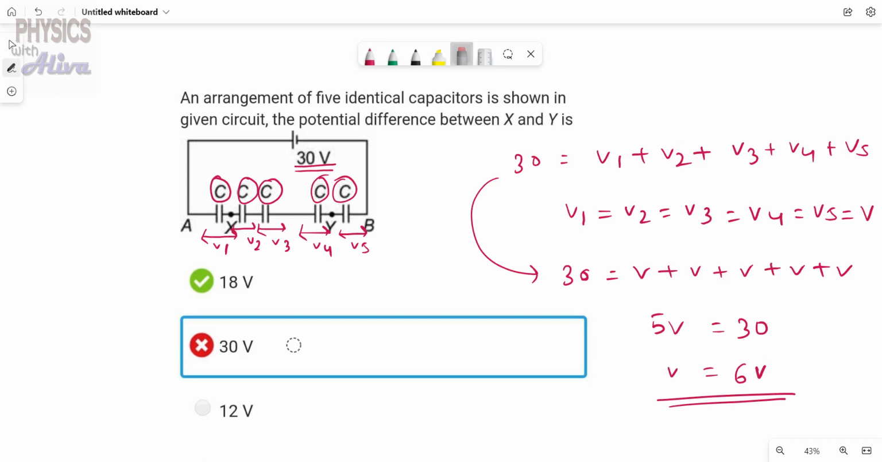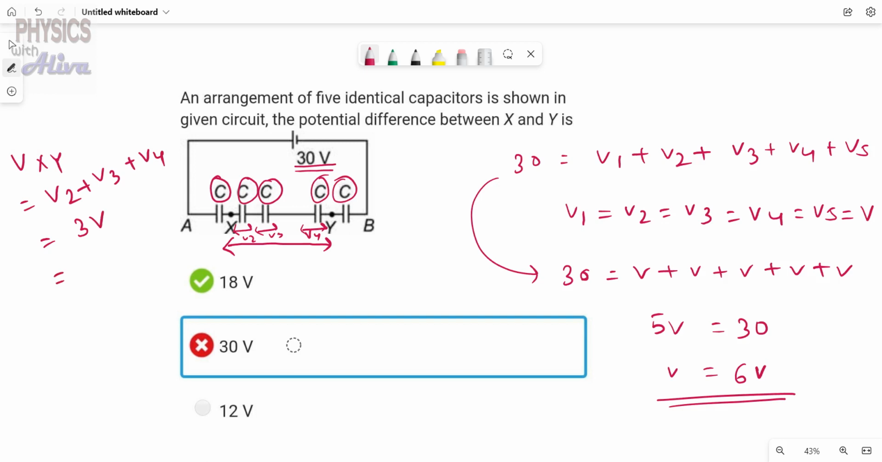Now you can see here it is asked that we have to calculate the potential difference between these 2 points X and Y. So here we see this is V2, this is V3 and this is V4. We know V2, V3, V4 all are equal to V. So Vxy is asked, which is equal to V2 plus V3 plus V4. That means that is equal to 3V. We know the value of V is 6 volt. So we will write it as 3 times 6 volt. From here we will get 18 volt. So this will be the correct answer.